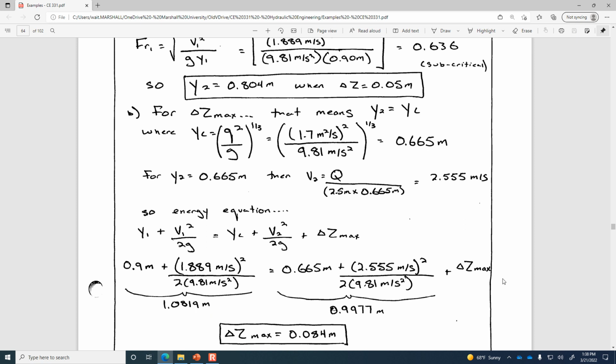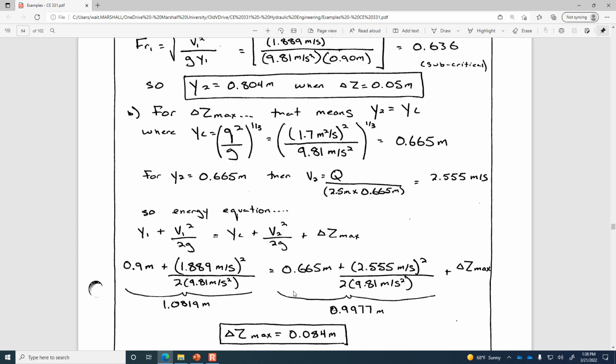Here I've moved the delta Z max over to the other side of the equation. The energy at 2. So the highest that we can go with that delta Z max without causing pooling would be 0.084 meters. And any higher than that, then the water is going to get deeper upstream at location 1 in order to accumulate energy to get over the obstruction. But this is the delta Z max that corresponds to critical flow at 2.